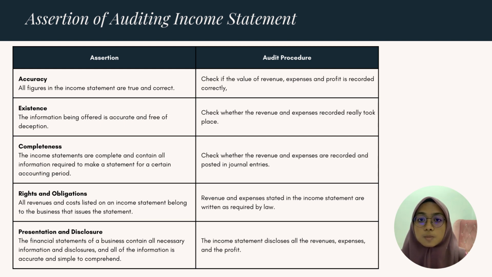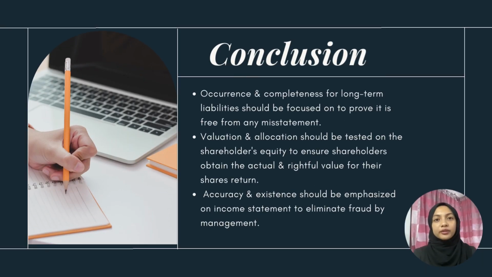And the third, completeness. The income statement is complete and contains all information required to make a statement for a certain accounting period. To sum up, by the end of the audit procedure, auditors are able to achieve the audit objective and produce a true and fair audit report.